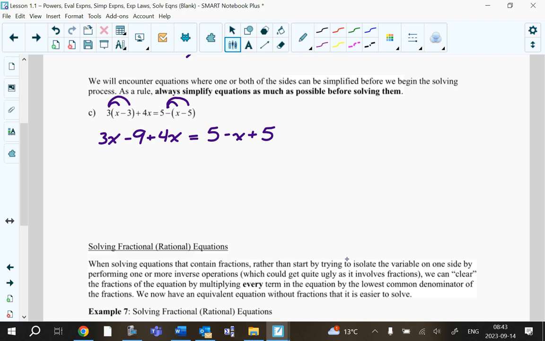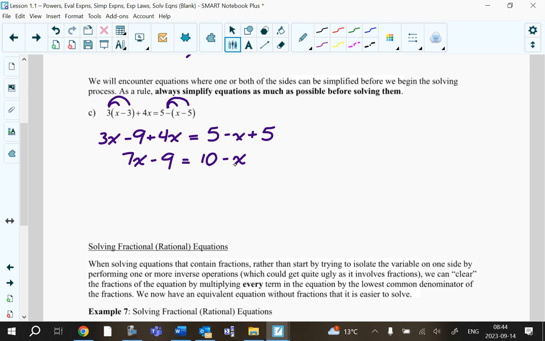I can still keep simplifying both sides. What's an easier way to say the left-hand side? 7x minus 9. And the right side? 10 minus x. Now, it looks like one of the equations that we just did above. We want to bring the x's to one side, then we'll end up with a two-step equation, which we can finish off. So what do you want to do next?